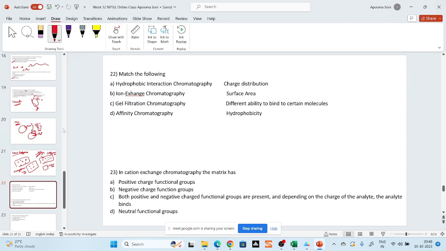Match the following. So, hydrophobic interaction chromatography, what should be the answer here? Hydrophobicity. Okay. So the basic way by which hydrophobic interaction chromatography works, you should remember: when you put in salt, the water solvation layer is getting removed, and your hydrophobic area is getting exposed, and that is causing the precipitation.